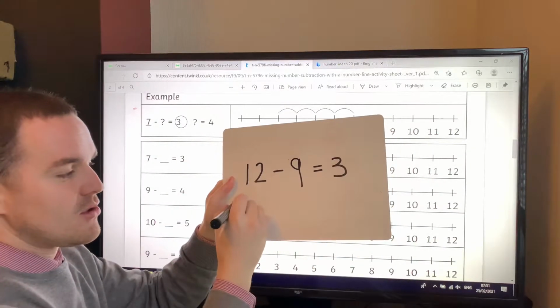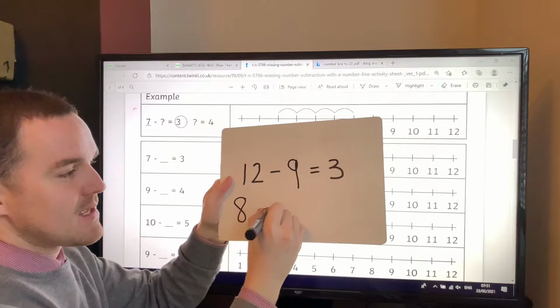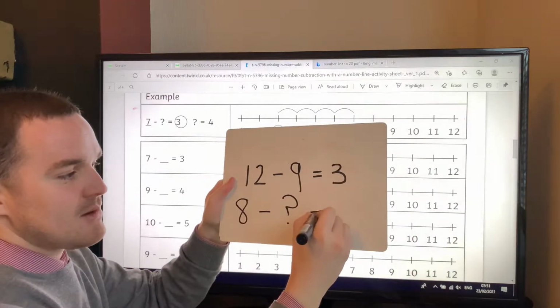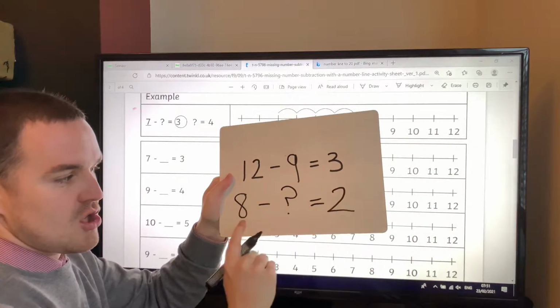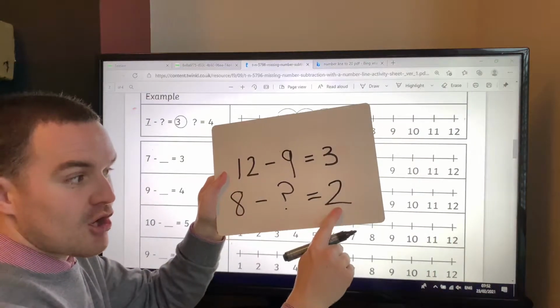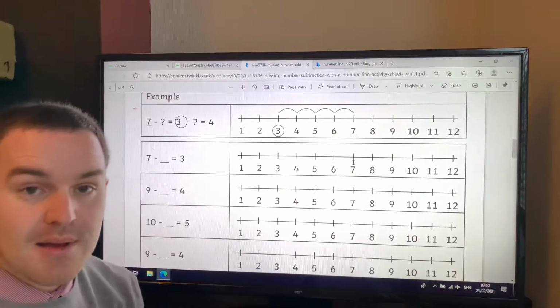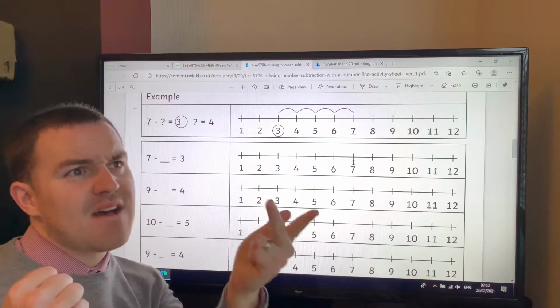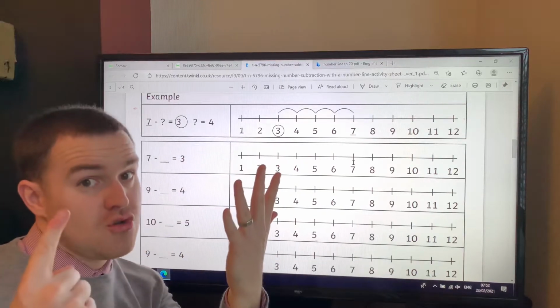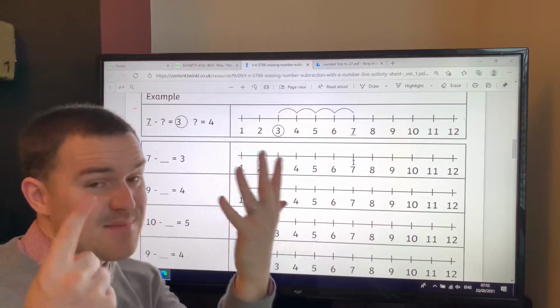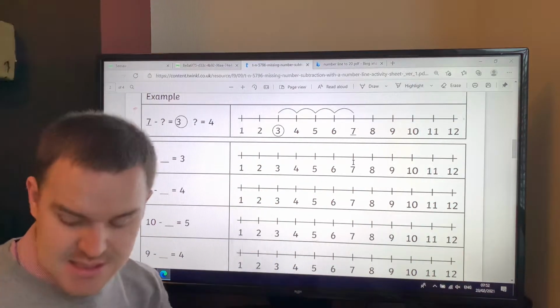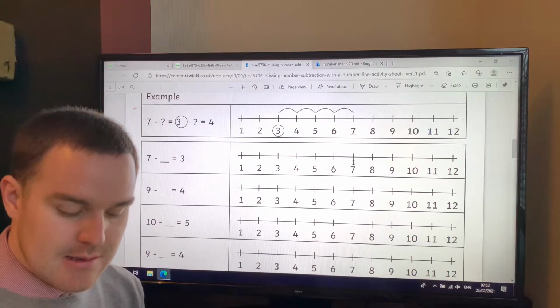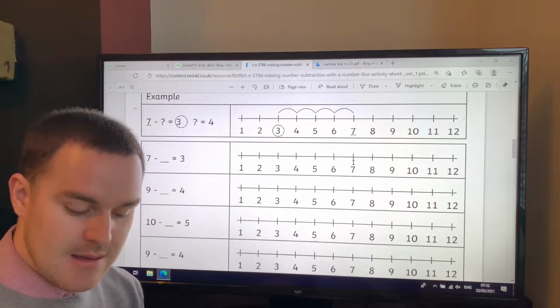Let's do another one. We'll do 8 take away something equals 2. So I'm going to put that 8 in my head. I'm going to count back till I get to 2 and see how many I had to count back. So 8, I'll count backwards, remember, 7, 6, 5, 4, 3, 2. I had to count back this many fingers. I had to count back 6. So that's how many I'd taken away.